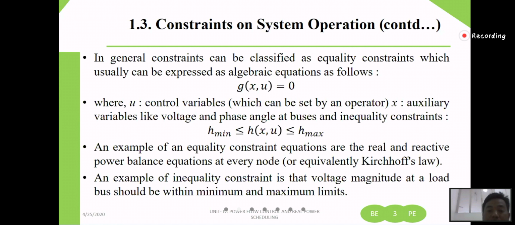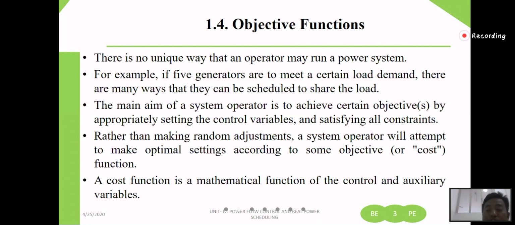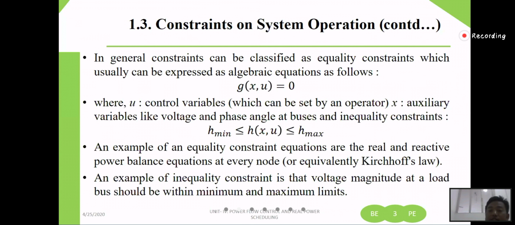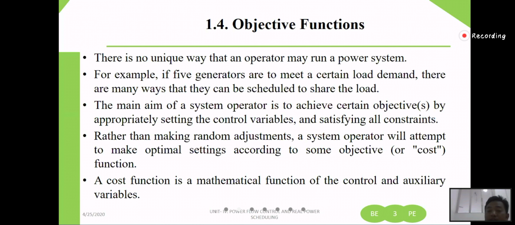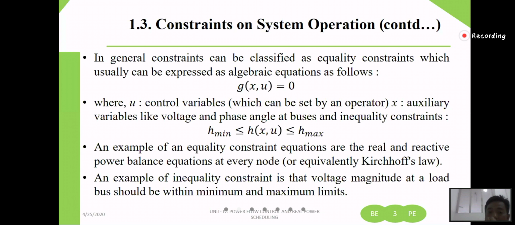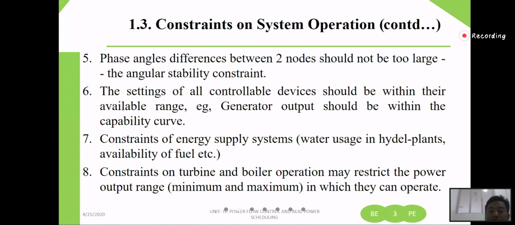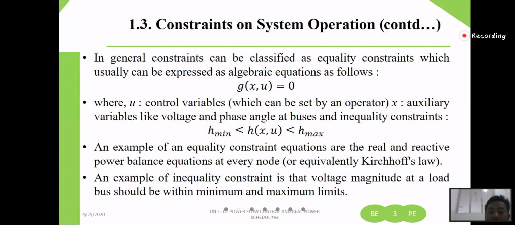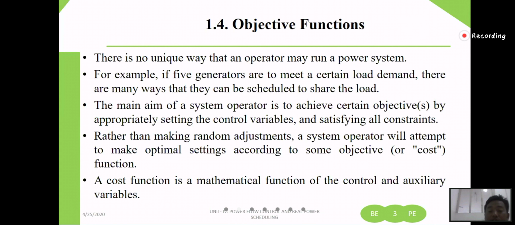Okay, so this is about the constraints on system operation. Now that you know the constraints on system operation, we have to know what is meant by objective function. Based on this objective, we have to set the control variables. When you set the control variables, we have to see all these constraints, and the constraint equation will be given by this general expression, and later on we will derive this. And when you set all this, it has to meet this objective.